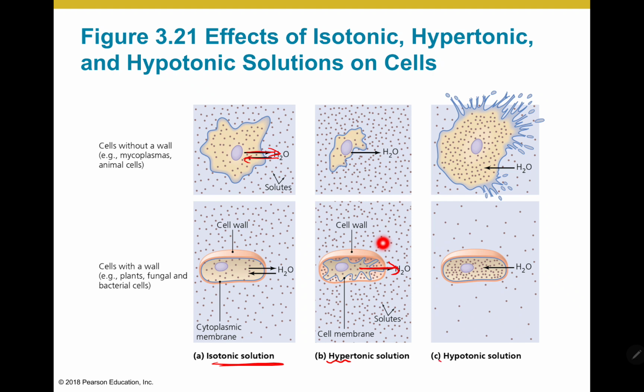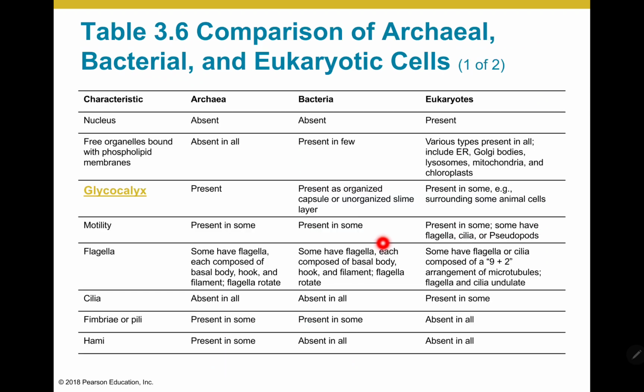If we place the cell in a hypotonic solution, the solution has less stuff than the cell does, and water wants to move where there's more stuff. More stuff is inside the cell. So the cell will swell up, lyse, and burst. So hypo will lead to a hippo cell, okay, because it's going to burst.